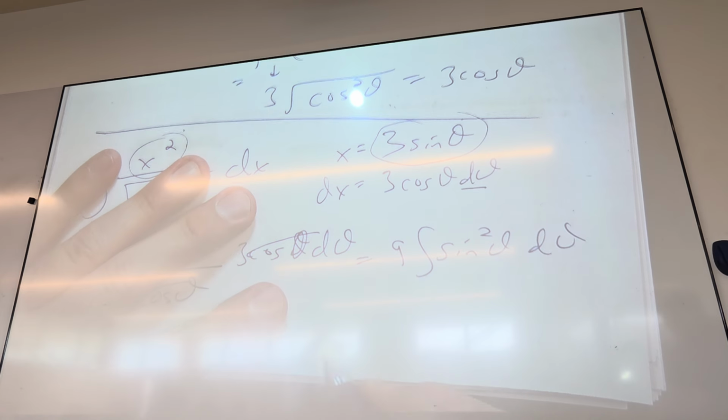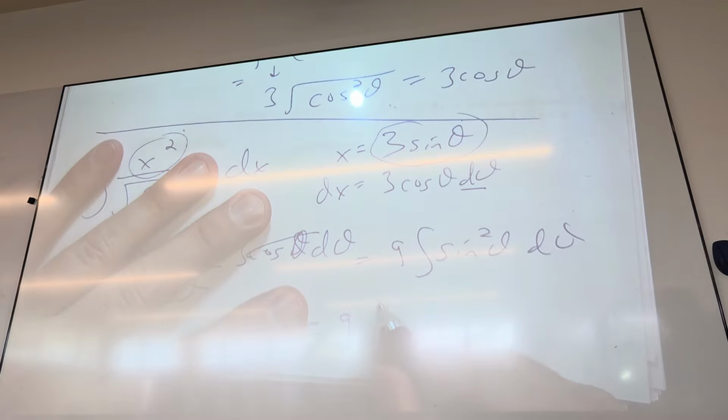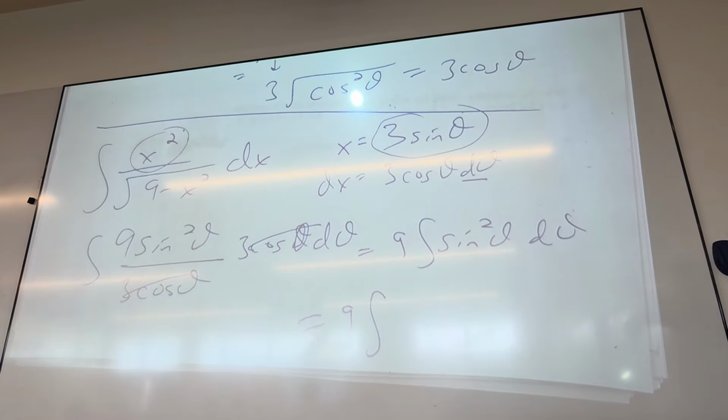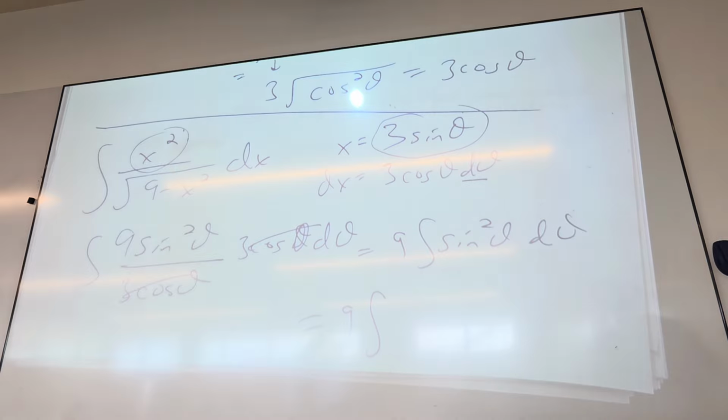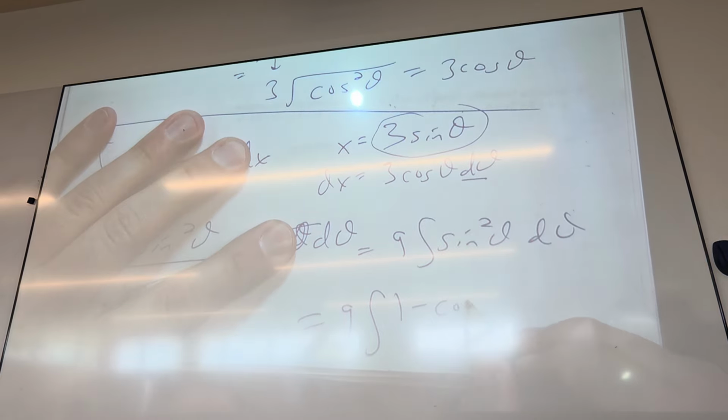Does anyone remember? Remember, cosine's an asshole, so he gave himself the plus sign, so sine squared is going to have the minus sign. So it's going to be 1 minus cosine 2 theta. I'm going to put the over 2 out there.